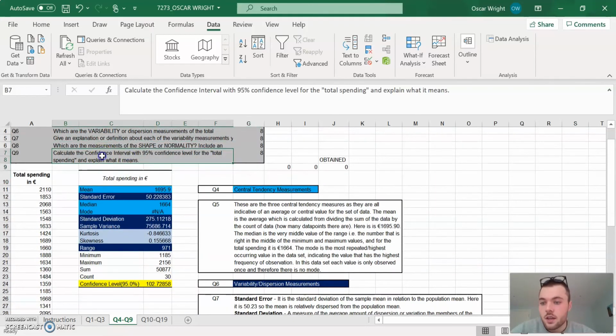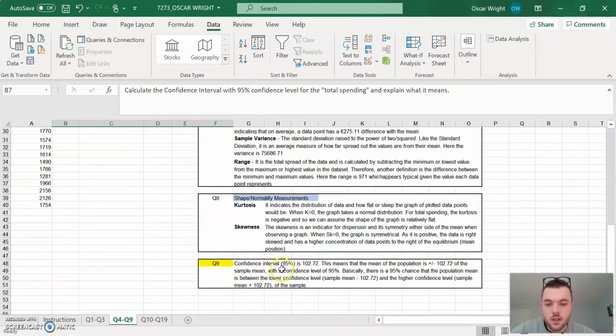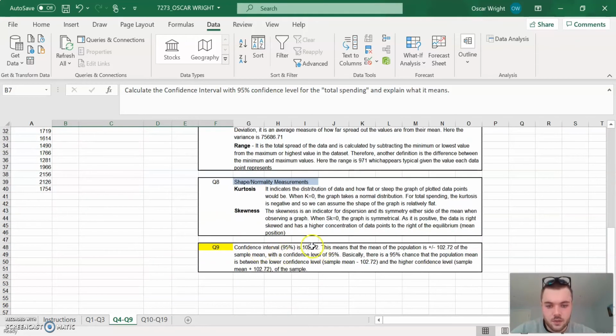Question number 9. Calculate the confidence interval with 95% confidence level for the total spending and explain what it means. Okay. So the confidence interval we can see here, at a 95% certainty, is 102.73. I've just got that a little bit wrong, but I can change that afterwards to 102.73.